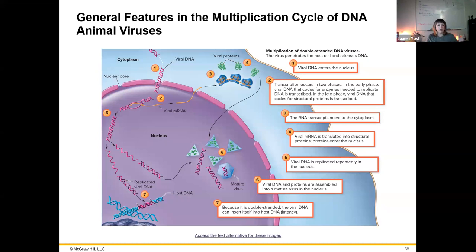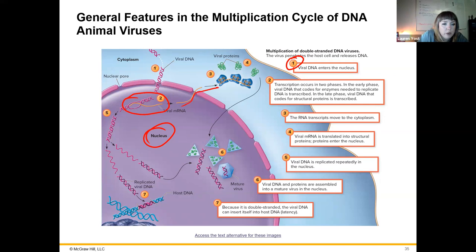So we have our viral DNA entering the nucleus here. So we've already gone through adsorption and all of that. So we've uncoated, got past that point. We're getting our DNA into the nucleus in here. Then we will go through transcription. And then that will lead to making our viral mRNA. Okay, here it is. So here we are making our viral mRNA, which is in gold.